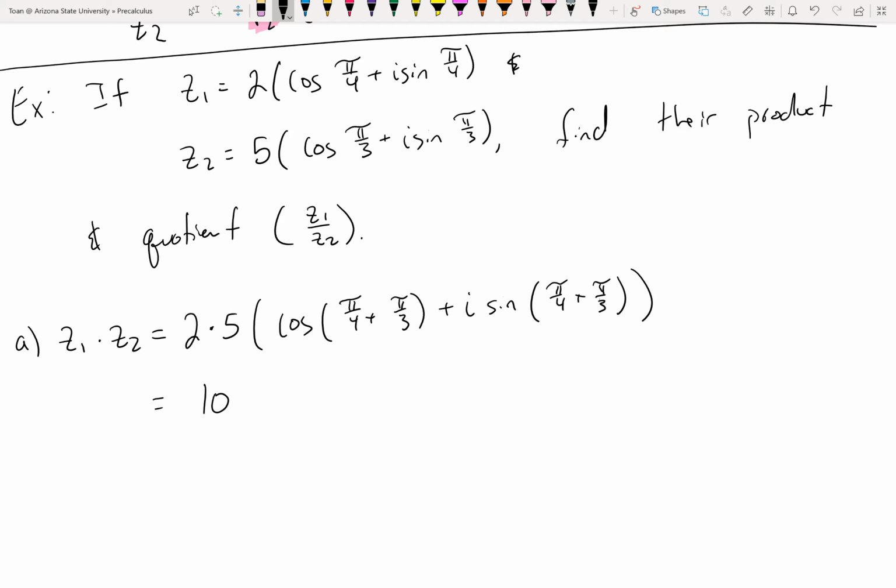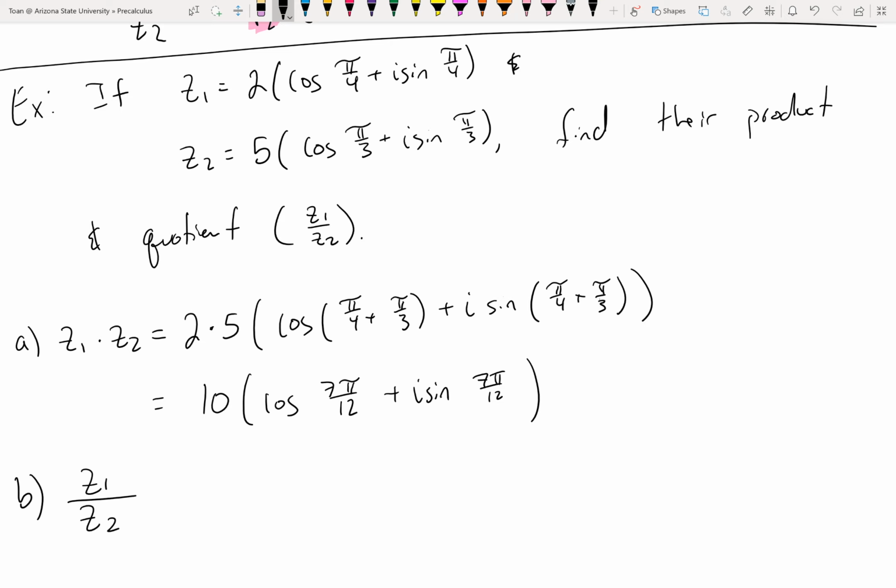2 times 5 is 10. And pi fourths plus pi thirds have a common denominator of 12. So that's going to be 7 pi 12ths. That's it. That is the polar form of that. That is the product of those two complex numbers in polar form. Now, these parentheses with the angles are sort of superfluous. You don't need to write the inner parentheses if you don't want to.